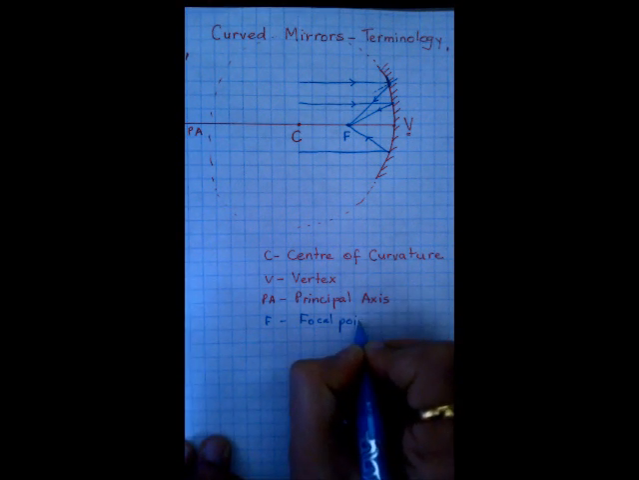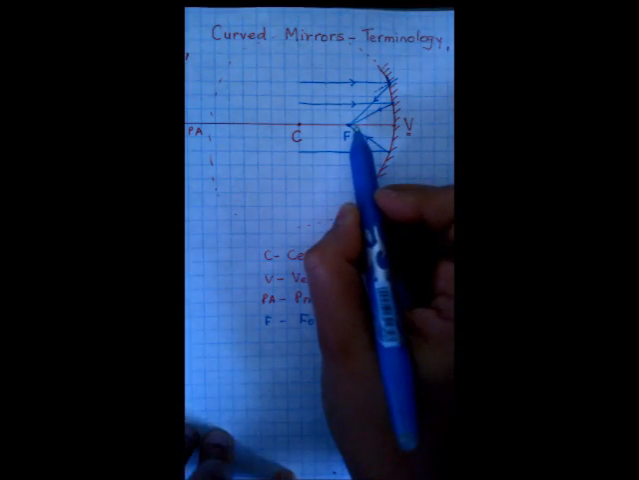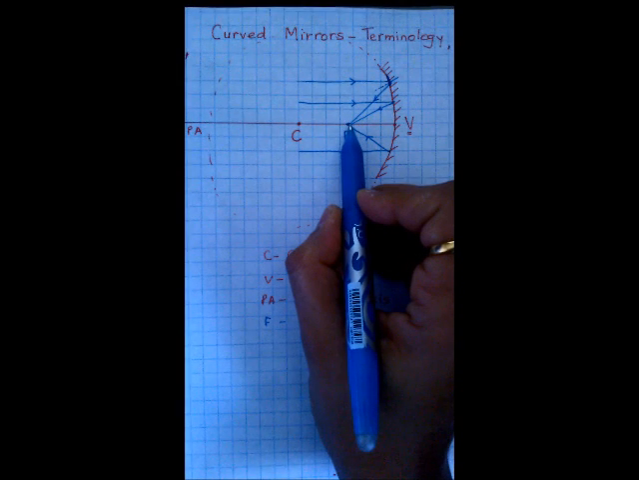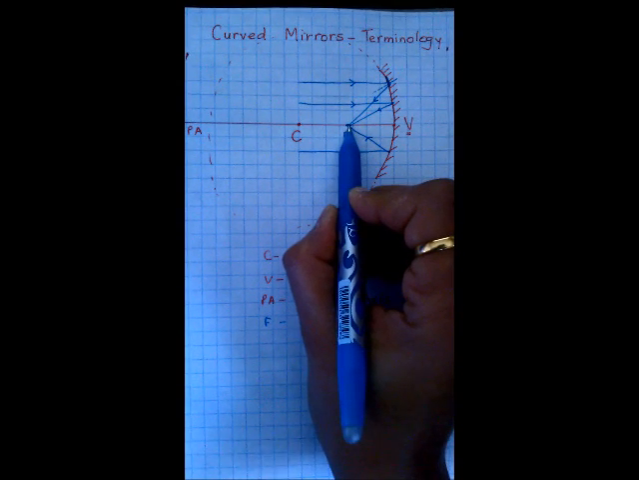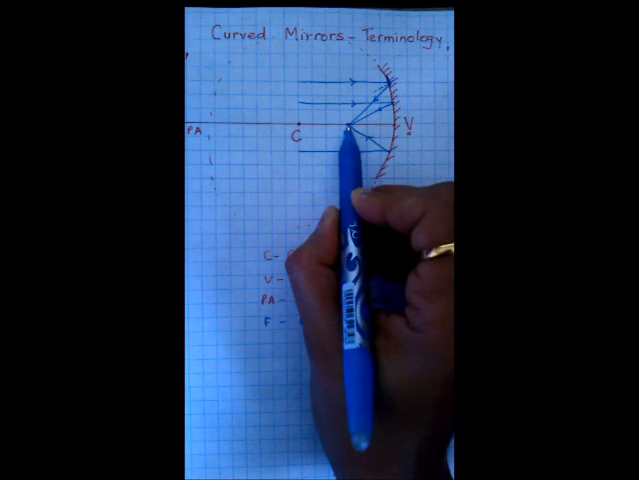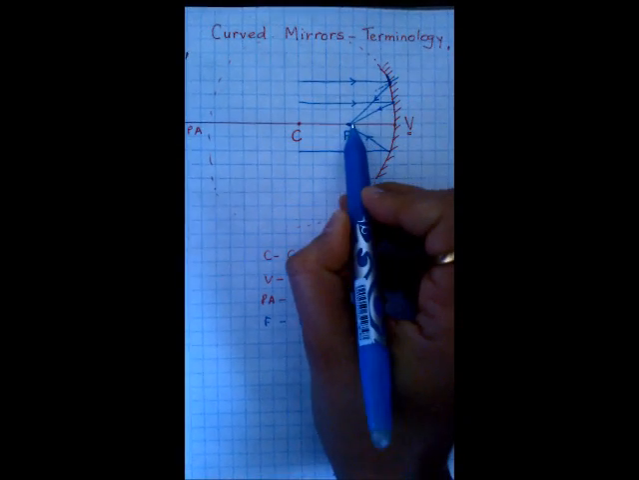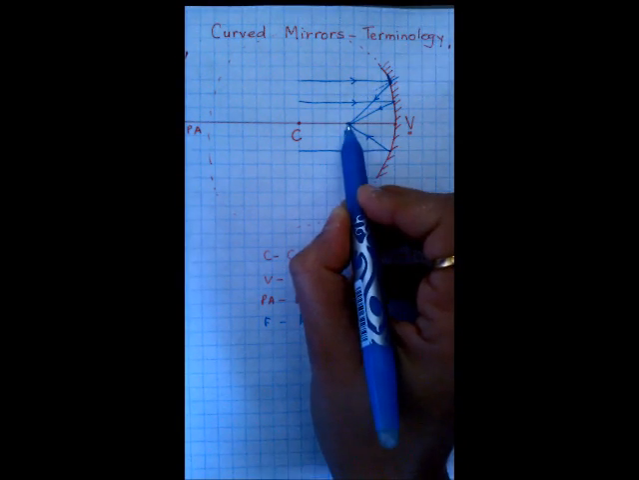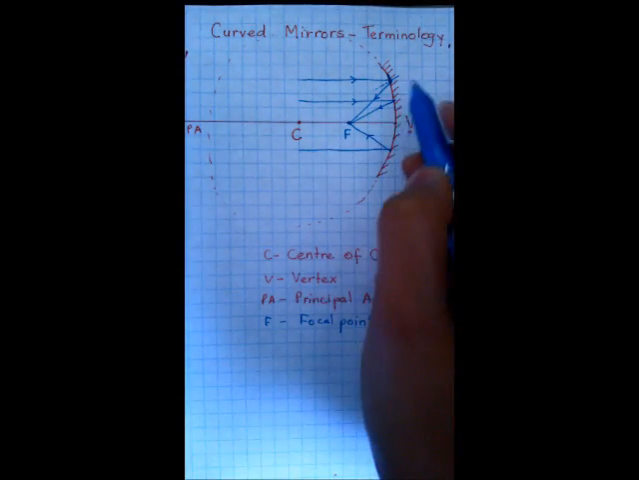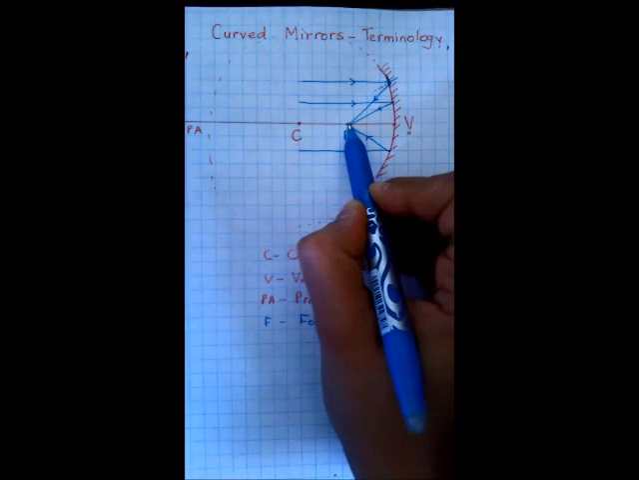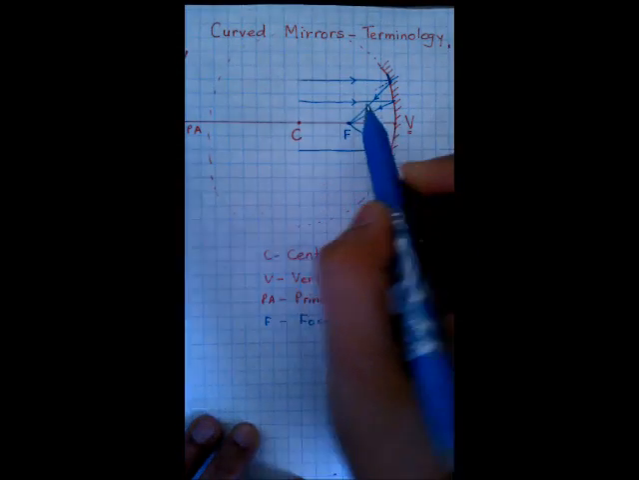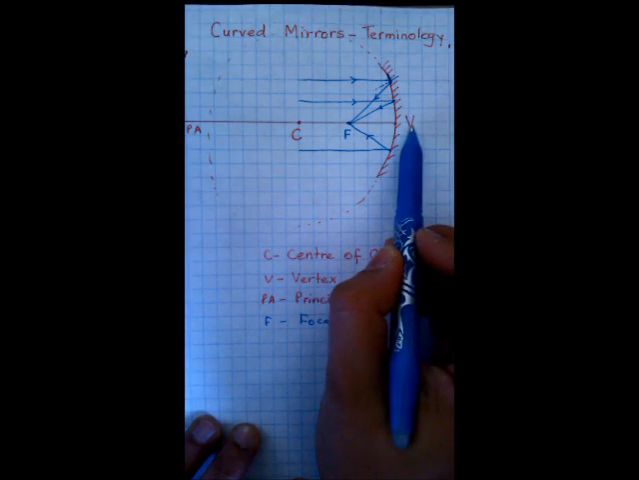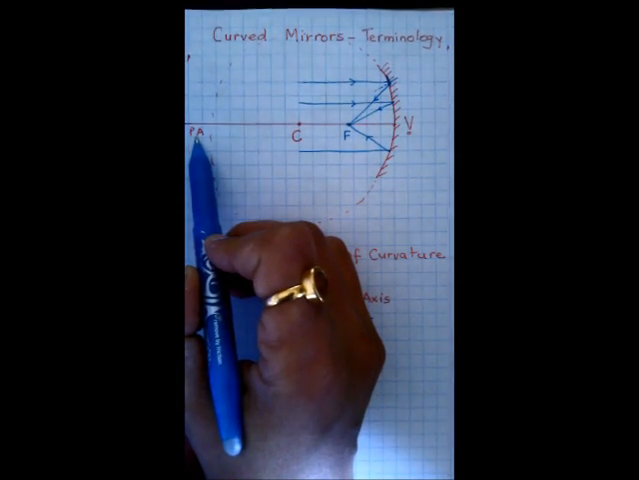So F stands for the focal point. This is actually the point where you would have to place a piece of paper or a pencil or some such object which you wish to get on fire if you were placing it in front of a concave mirror, because that is the point where all the sun rays will actually meet up after being reflected by the concave mirror. Okay, so again, center of curvature, the focal point, vertex, and the principal axis.